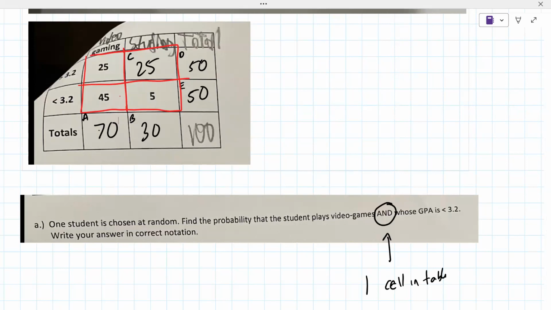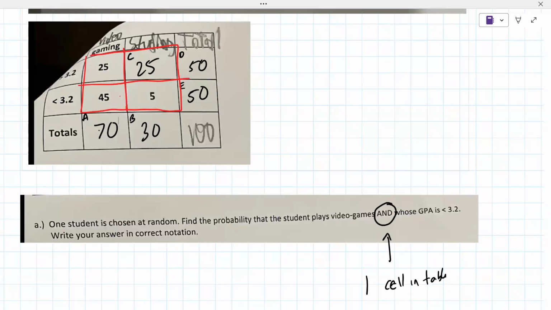25. Which 25? The top left or the top right? The top right. So this one's studying. No, I thought you were saying top left. Yeah, but you said top right, so that's why I asked. So this one is video games and greater than 3.2. So which one is it?